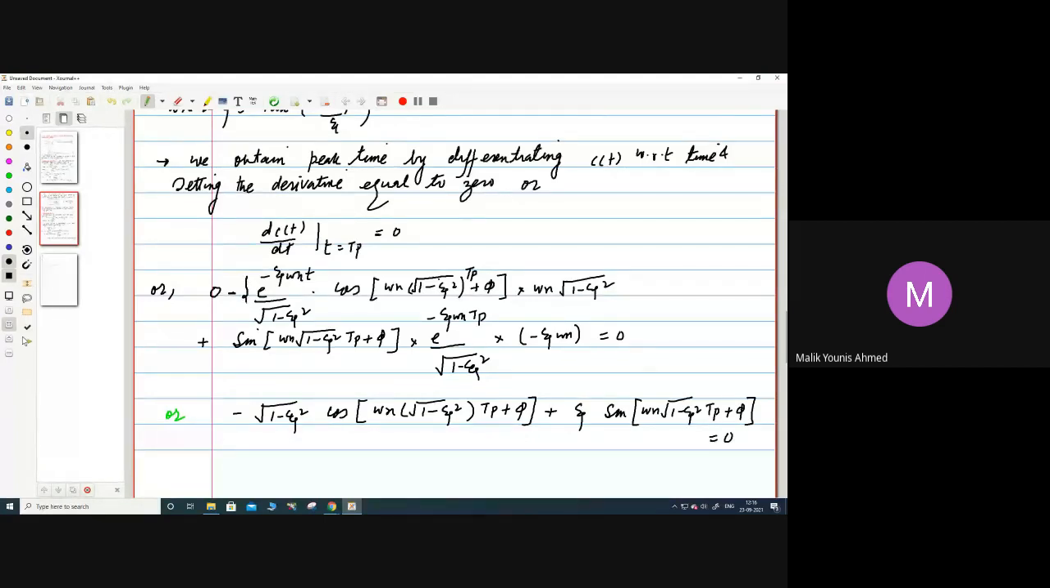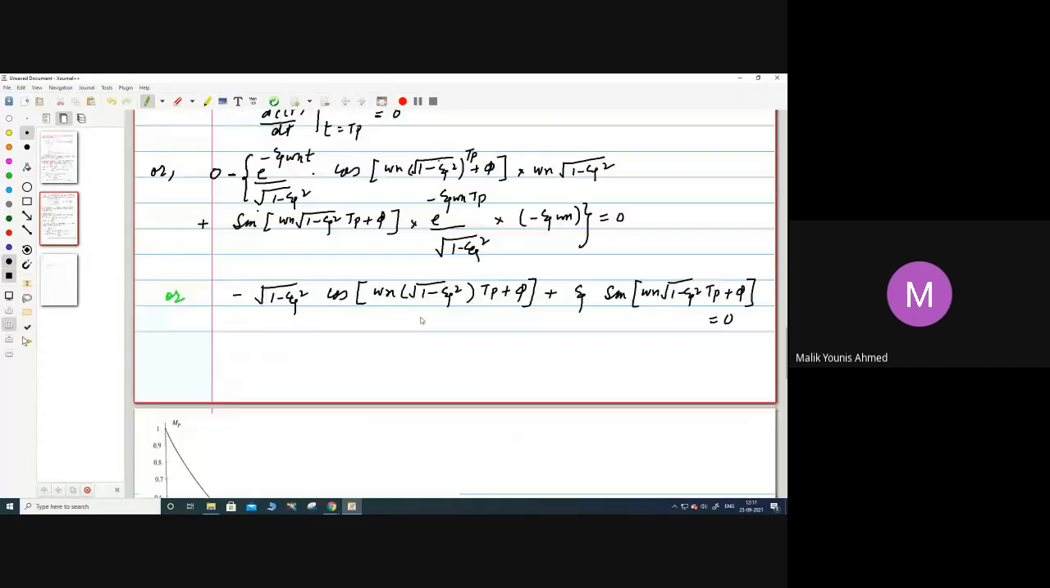And let me put the bracket here. Some people may get confused. Here, complete is minus. Minus is for both the brackets. So when we differentiate them, the first term will become minus, the second will become plus. That's all.